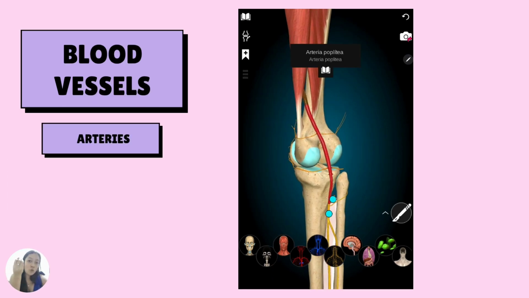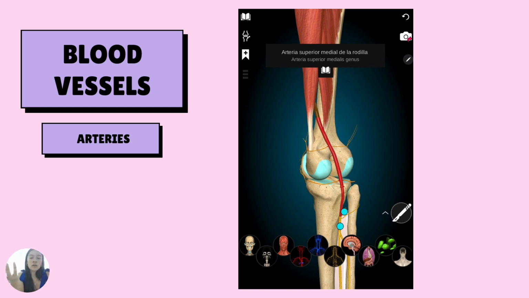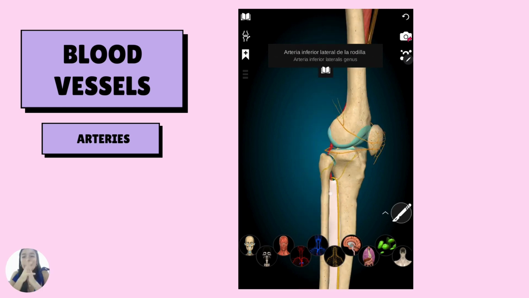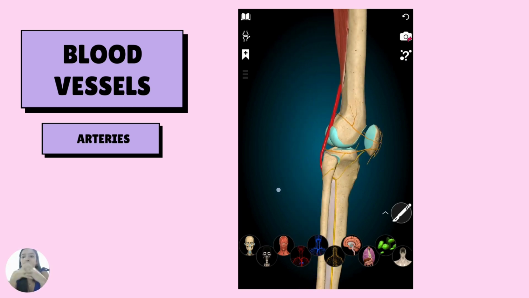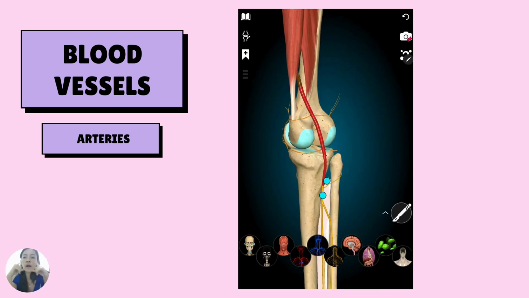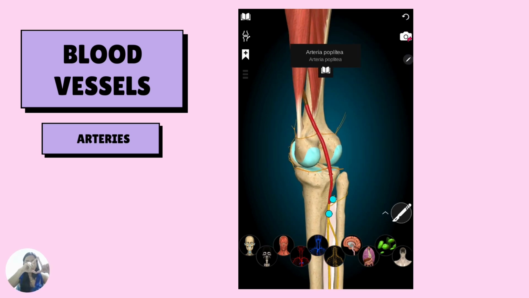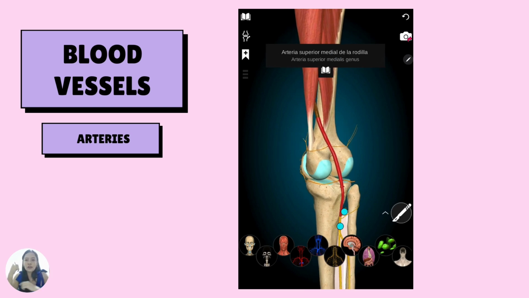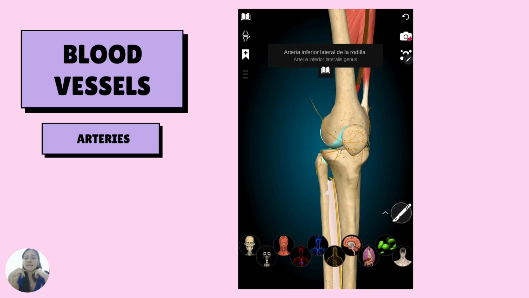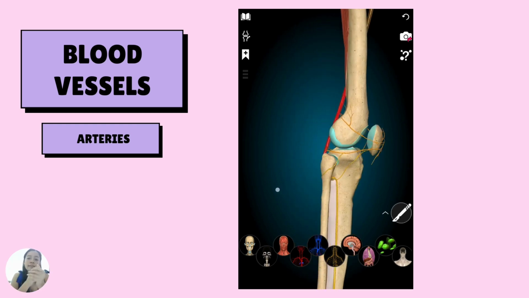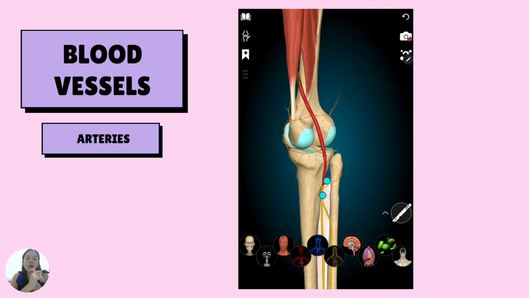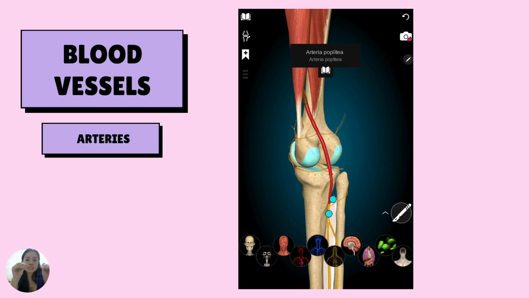Then we have an important part, the irrigation of our knee: the blood vessels, and the first ones are the arteries. Behind the knee is an important region called the popliteal fossa, which has a shallow diamond shape, like this. It is in the posterior part of the knee and has a lot of structures like blood vessels, nerves, and also muscles that insert in this part.